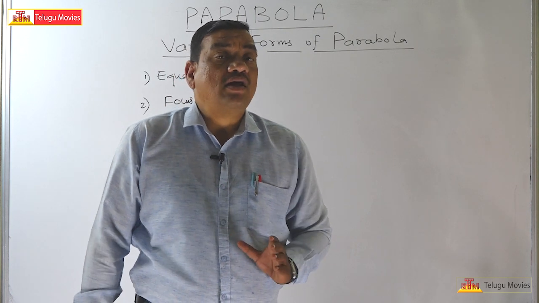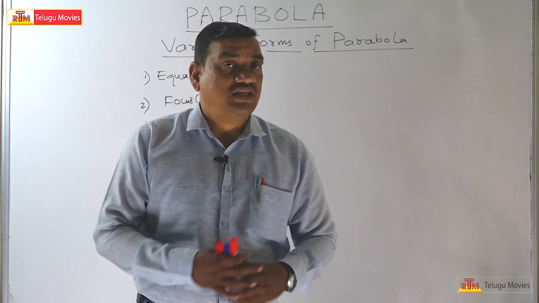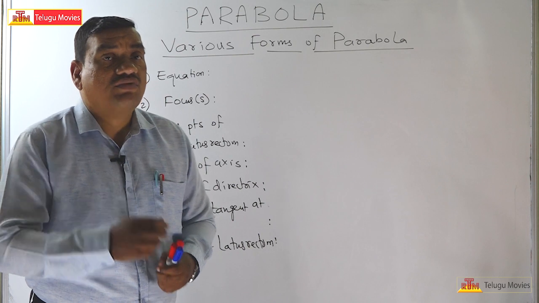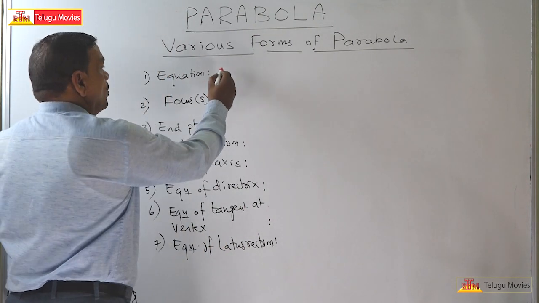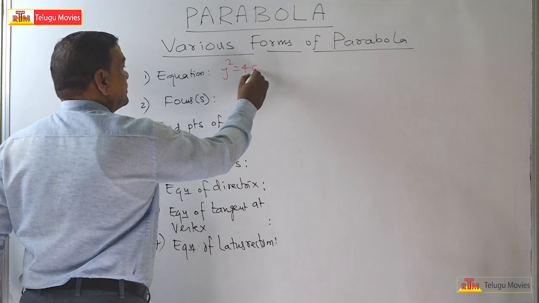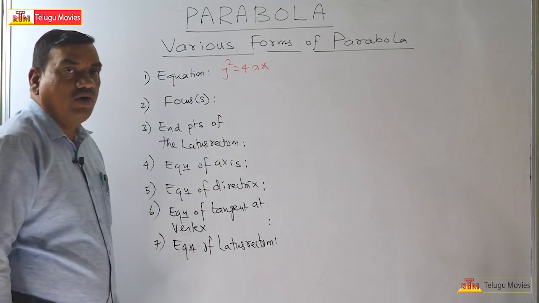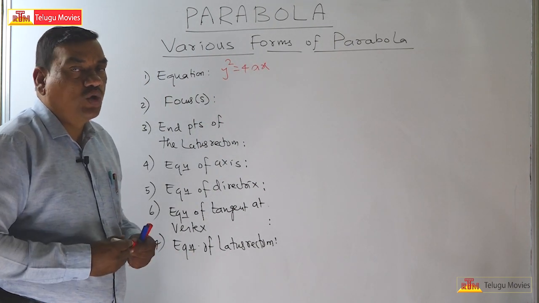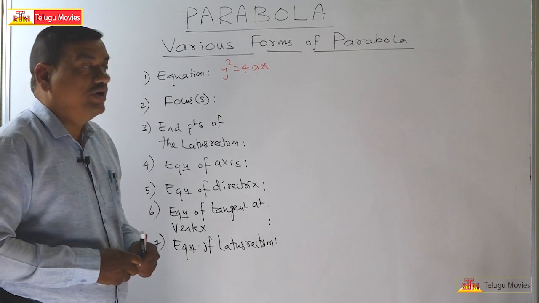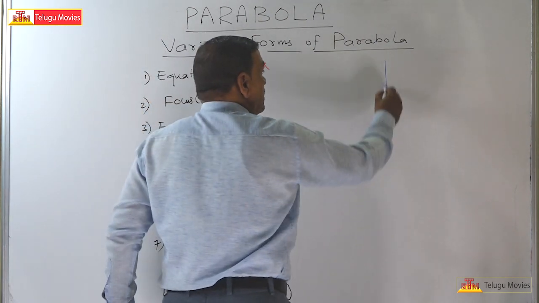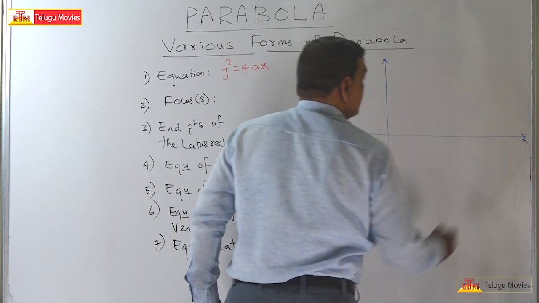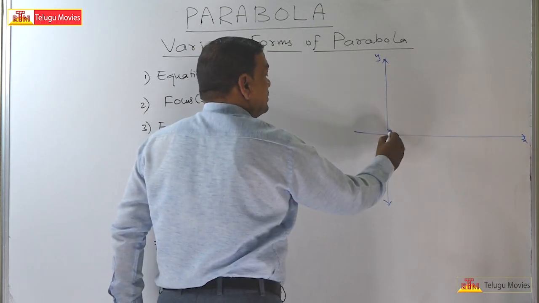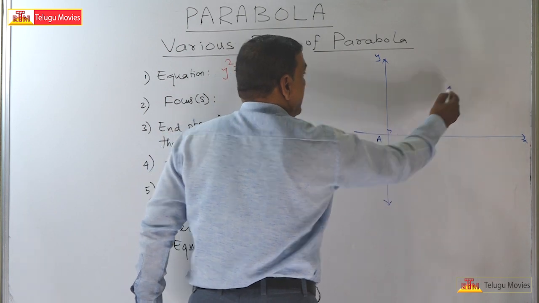What parabola did we discuss yesterday? The parabola equation is of the form y square is equal to 4ax. The equation of the parabola is y square is equal to 4ax. I already explained the tracing of the curve. This is the x axis, this is the y axis, and this is the origin, which we call A.